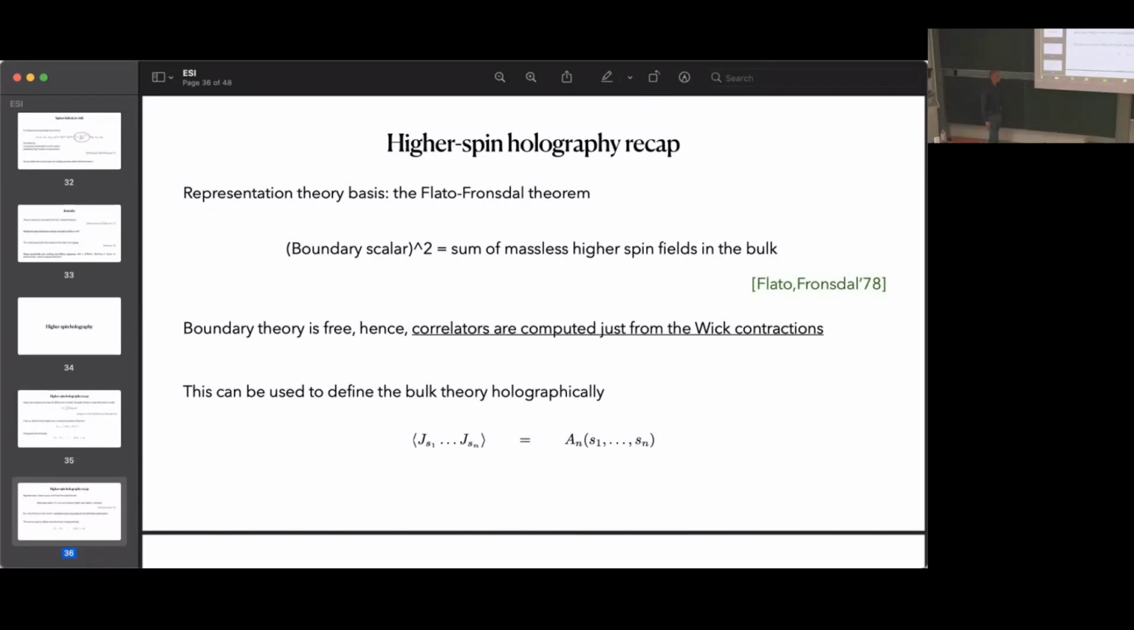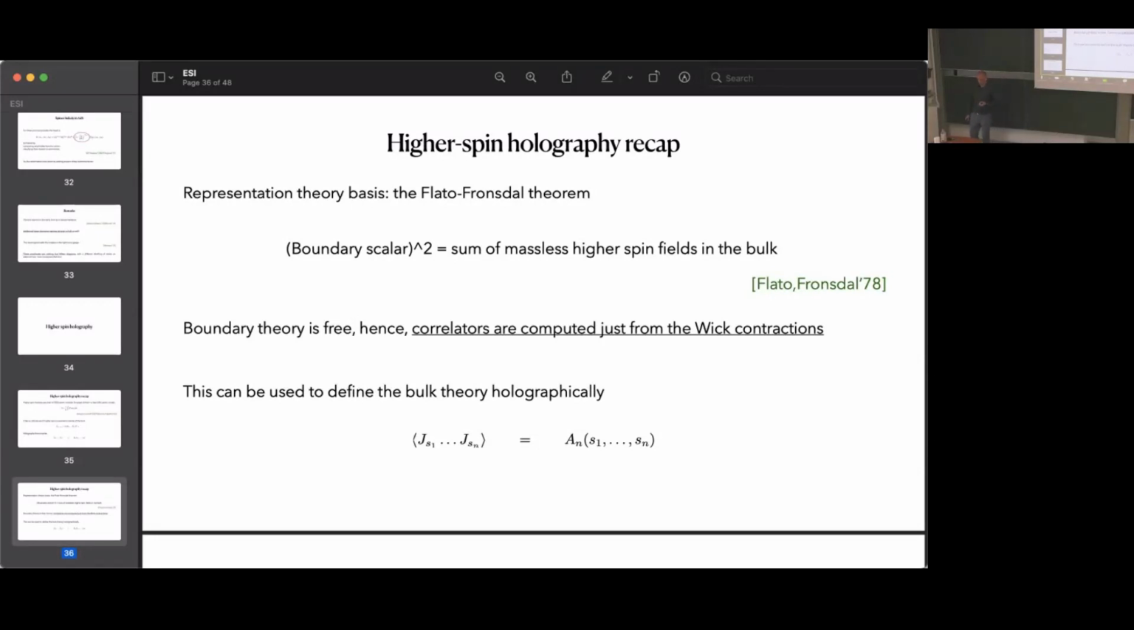Okay, so the basis for this conjecture, at least in the simplest case of free theory, comes from representation theory, so it's just as simple as that. Namely, there is a statement by Flato and Fronsdal that the tensor product of two boundary scalars gives a sum of representations that can be identified as massless higher-spin fields in the bulk. So you get an infinite family. The boundary theory is free, which means that correlators are essentially computed using Wick contractions. So it's very easy to do that.